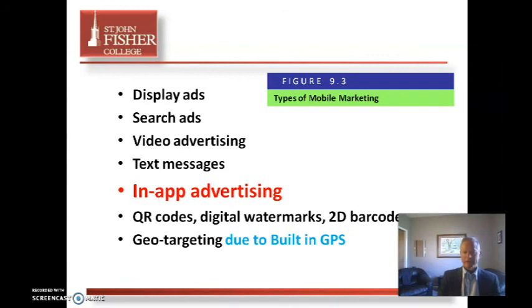Types of mobile marketing: display ads, search ads, video advertising, text messages, and in-app advertising. In-app advertising is becoming more and more important, especially when it comes to in-app games and those types of things.